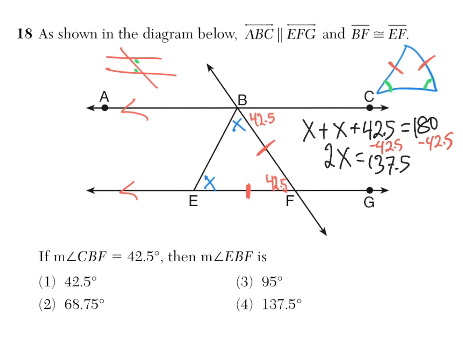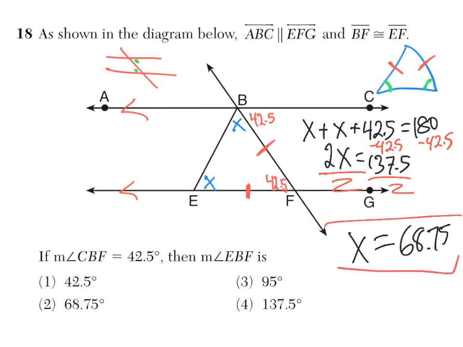137.5. All right. So now what we need to do is divide both sides, of course, by 2. And x equals what? 68.75. Is this one of our options? It sure is. It's not 3, 4, or 1. It's option number 2. So x equals 68.75 degrees.